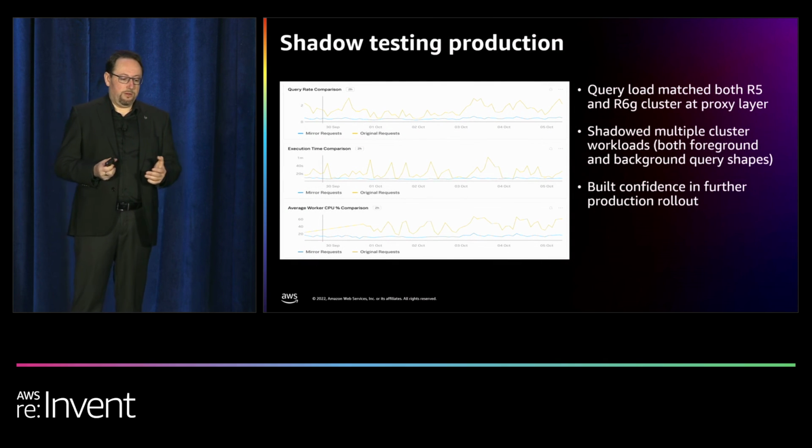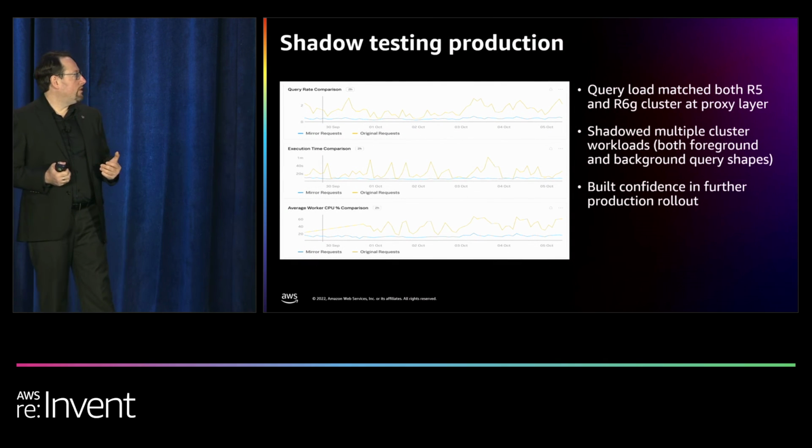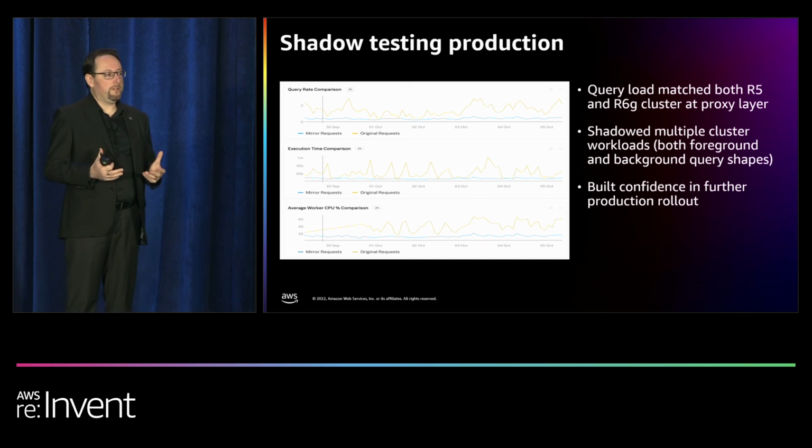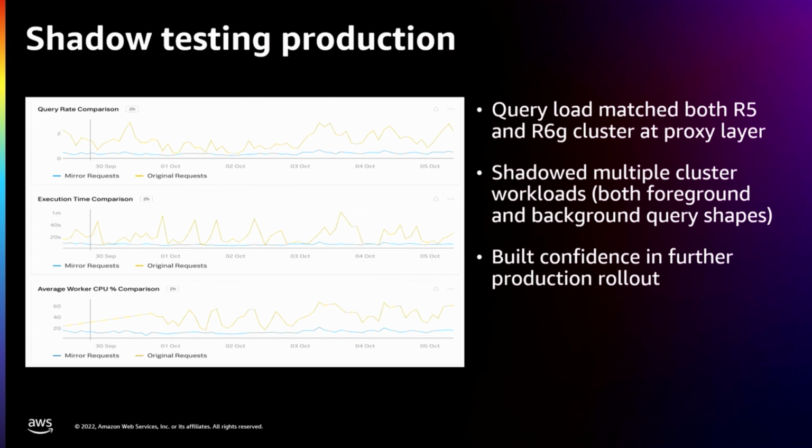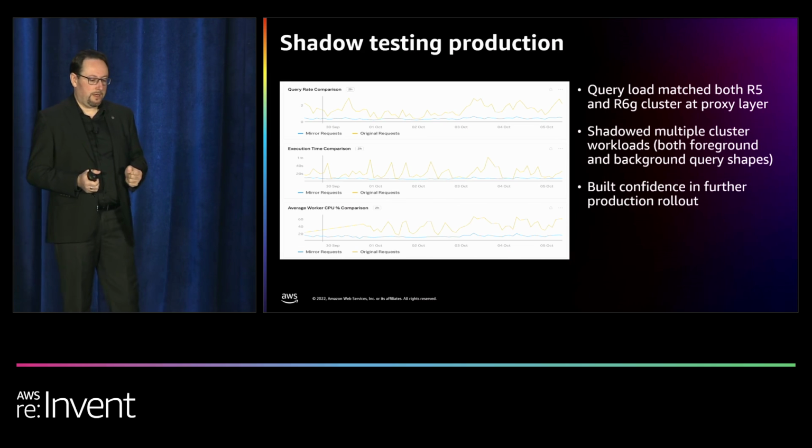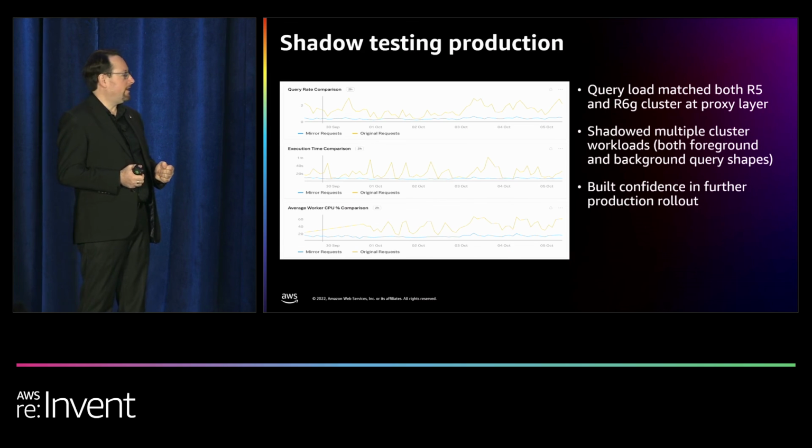OK, so we've done all this. Now, here's a little bit more results about our shadow fleet and how we did this. So basically, we launched darkly. We did not go directly into production, but ran this for several weeks on both fleets and compared all results. Here's some interesting facts that came from this shadow testing.